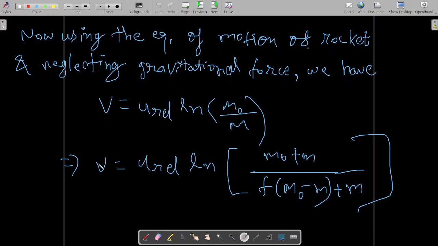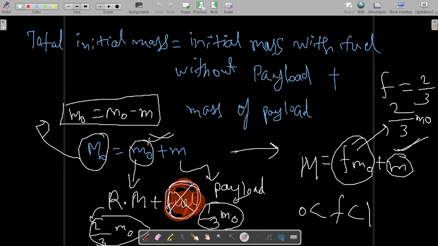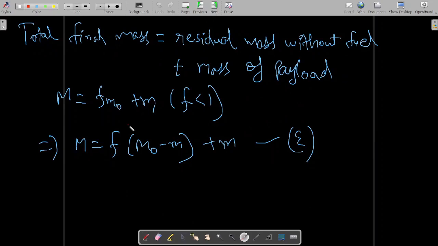Now V equal to U relative ln. Now capital M naught. What was your capital M naught? Small m naught plus m. Okay, and your capital M was, as already found in the previous slides. You have already found, right? What you have found out? You have found out capital M to be equal to this much.